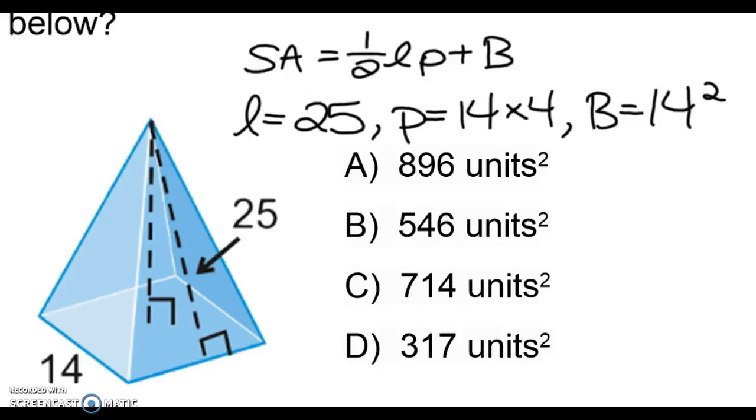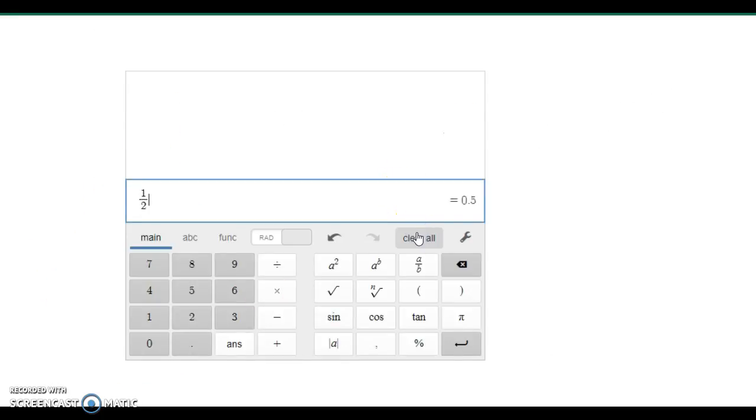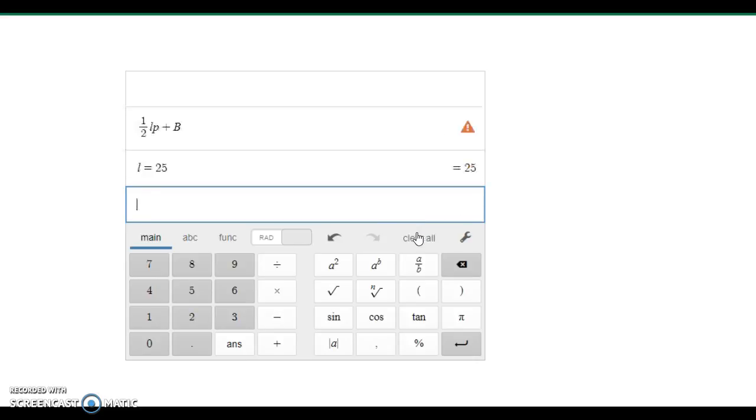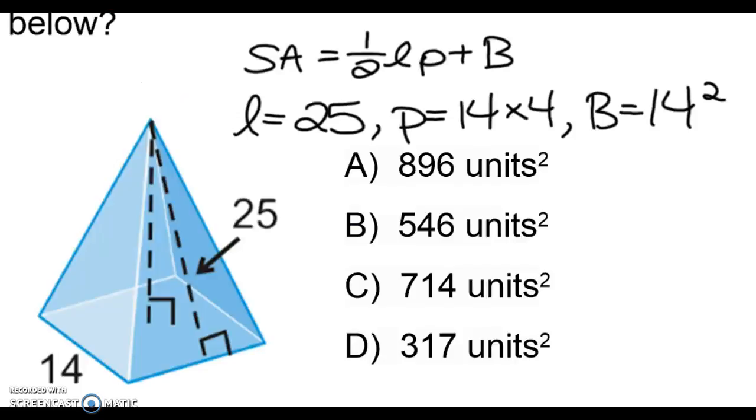So I'm going to head over to Desmos, and I'm going to type in the formula exactly the way that we see it. The slant was 25, the perimeter said we need to take the side and multiply that by 4, and the big B says we need to find the area, so it's side squared. I get 896, so you should have selected answer choice A.